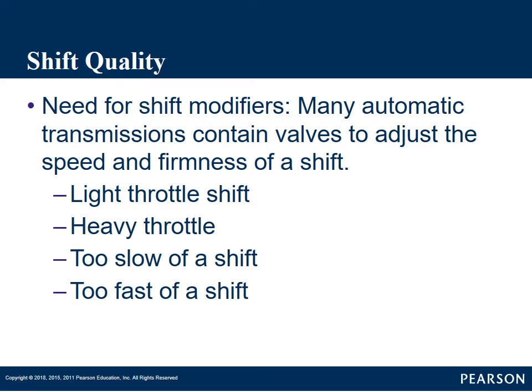Okay, when we're talking about shift quality, we have what we call shift modifiers, and they use valves, or as we'll talk here in a minute, accumulators, to help adjust the speed and firmness of a shift. Okay, in early transmissions, we're talking 60s and 70s, even a little into the 80s, these transmissions were really simple, didn't have a lot of shift modifiers.